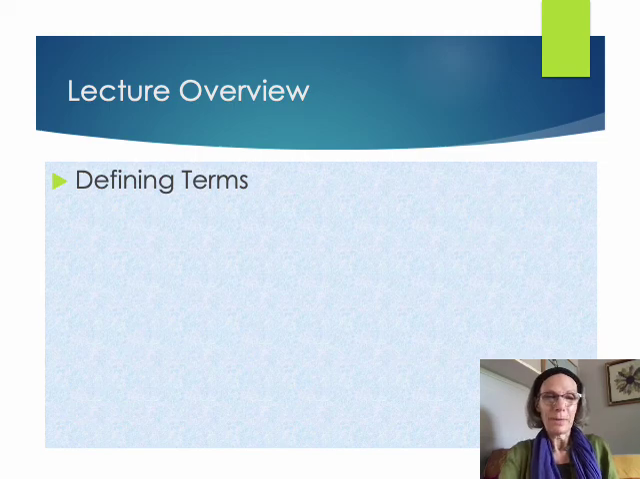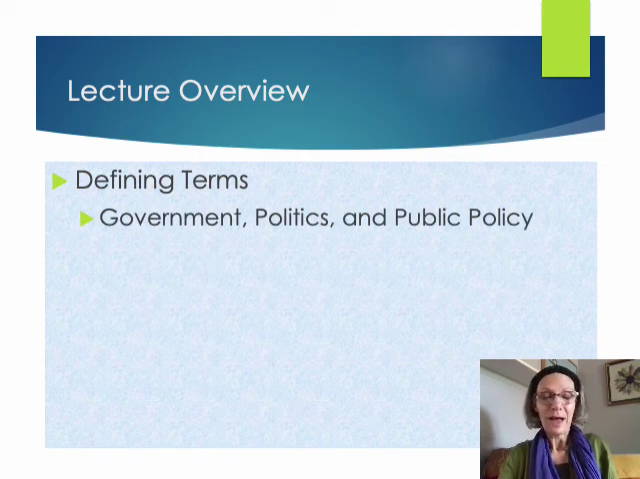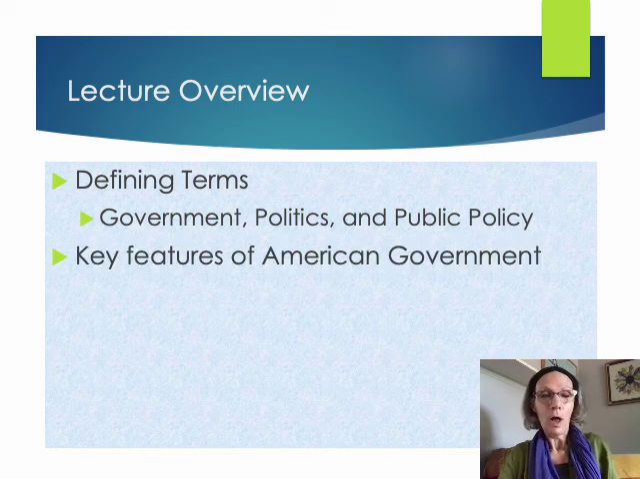So what are we going to be learning about in this lecture? Well, first, we're going to define some terms. We're going to define the terms government, politics, and public policy. We're also going to be taking a look at key features of American government.